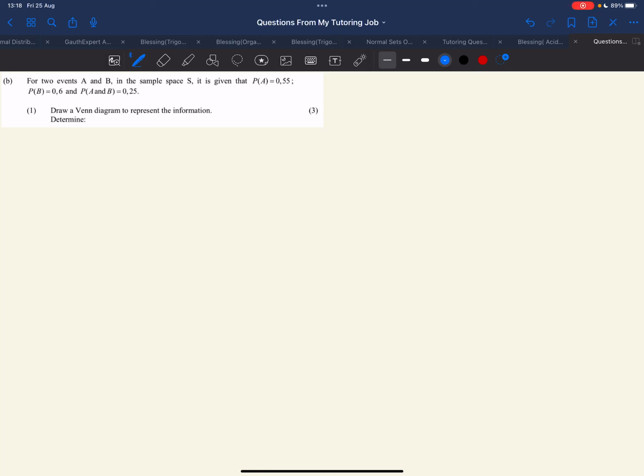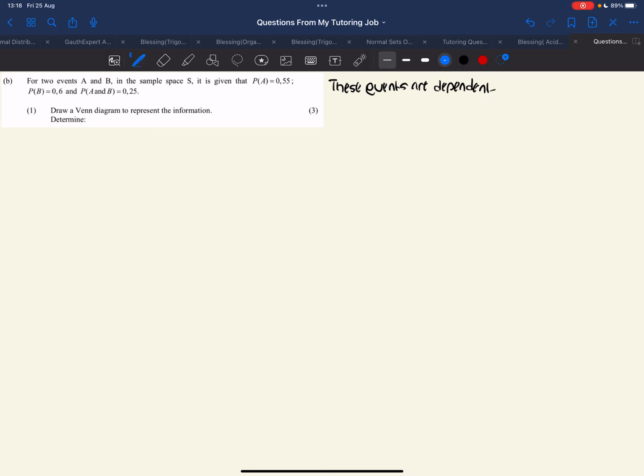Okay, right. In question B, they say that for two events A and B in the sample space S, it is given that P(A) equals 0.55, P(B) equals 0.6, and P(A and B) is 0.25. Given that, these two events are dependent, right?